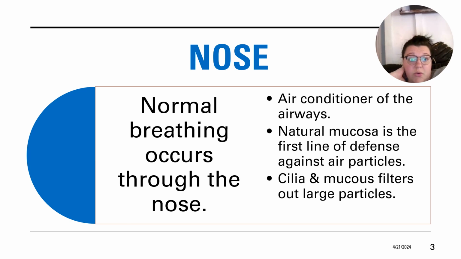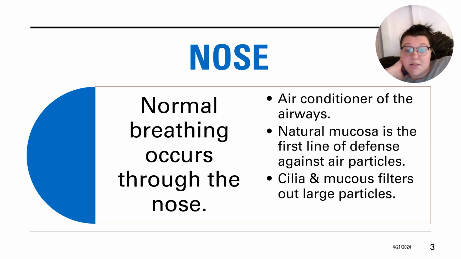This is actually where normal breathing occurs. Our nose is kind of an air conditioner for our airways. Natural mucosa in the nose is actually the first line of defense against air particles. And cilia and mucus filter out those large particles. So our nose helps filter out dust or any debris that will try to go in our nose, and that protects it from going into our airway and affecting our breathing.